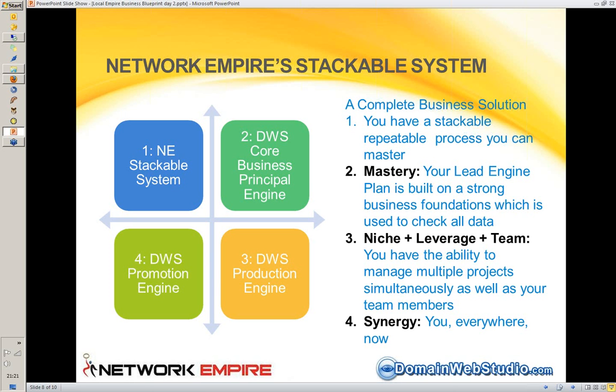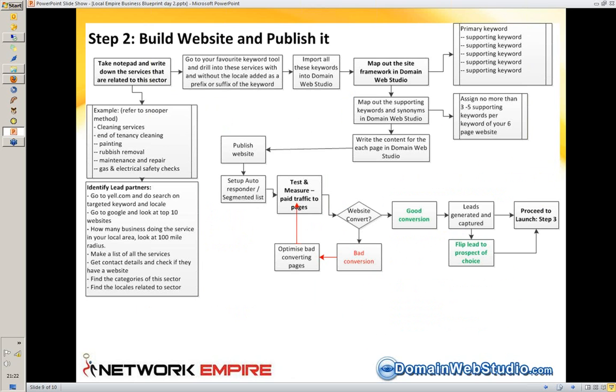Okay, so what we're going to do today is we're going to build the website, and then we're going to publish it. So what you're basically going to do is you want to take a notepad and write down all the services that you've done in yesterday. Okay. So if you did the snooper method and you found out what's going on, how it all works, you want to do that. You want to identify lead partners, so you can go to yale.com and do a search for targeted keyword and locale.